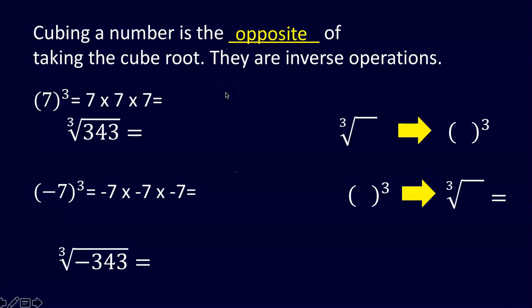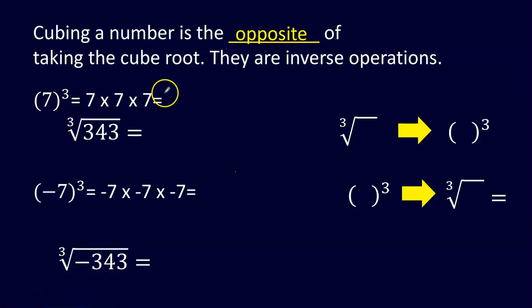Cubing a number is the opposite of taking the cube root. They are inverse operations. So taking the cube root is the opposite of cubing something. Cubing something is the opposite of taking the cube root. This is going to be important when we're solving equations that involve powers of 3. Let me show you how this works.